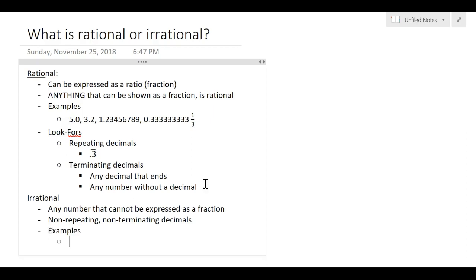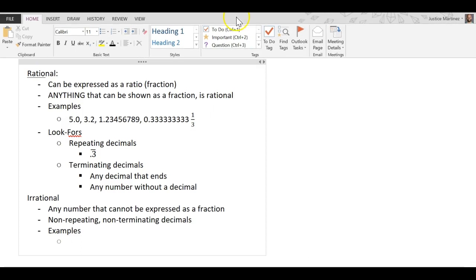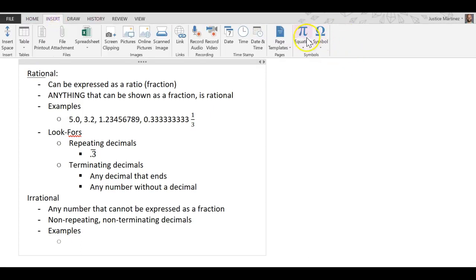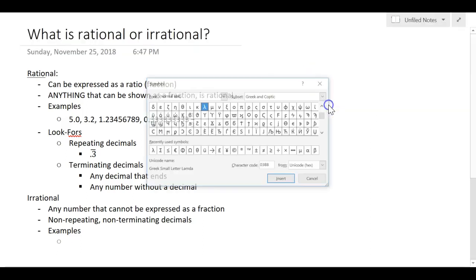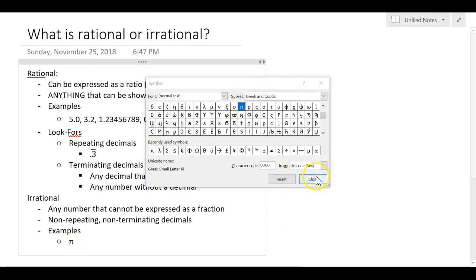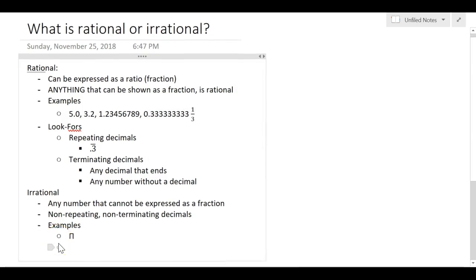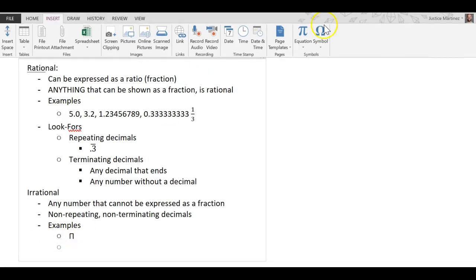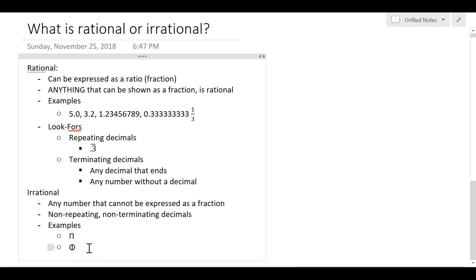Examples would be, well, the easiest one you should probably know is pi. Pi is non-repeating, non-terminating. It continues forever. Another example that hopefully you know is phi. Phi is known as the golden ratio. It is non-repeating, non-terminating.